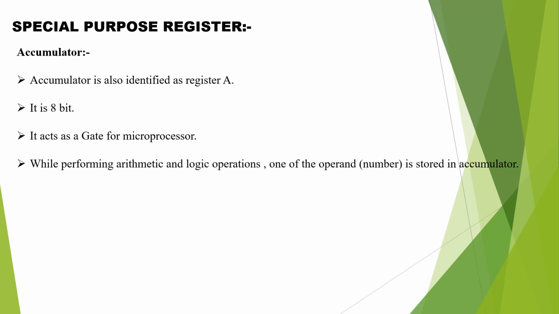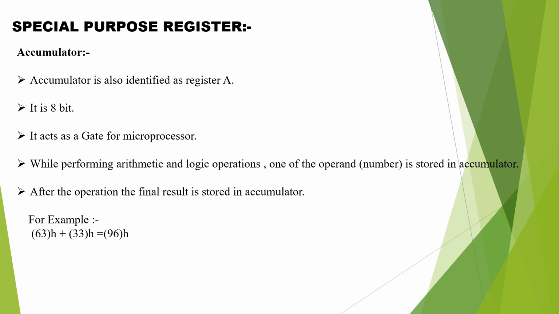While performing any arithmetic or logical operation, one of the operands is stored in the accumulator. An operand is nothing but a number. And after the operation, the final result is also stored in the accumulator. So again, I am repeating the concept. The accumulator is also called the A register. It is 8-bit. It acts as a gate for the microprocessor to perform arithmetic and logical operations inside the ALU. While performing them, one of the operands, that is the number, must be stored in the accumulator. After the operation, the final result is stored in the accumulator.